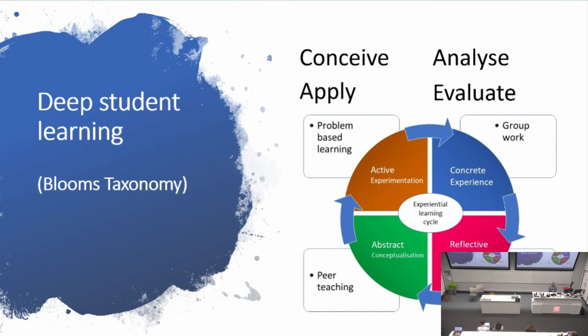When I look back over the module, what the students are doing, they're conceiving, they're analysing, they're evaluating, they're applying, all indicators of deep student learning from Bloom's taxonomy by going through those 4 aspects of the cycle in experiential learning.